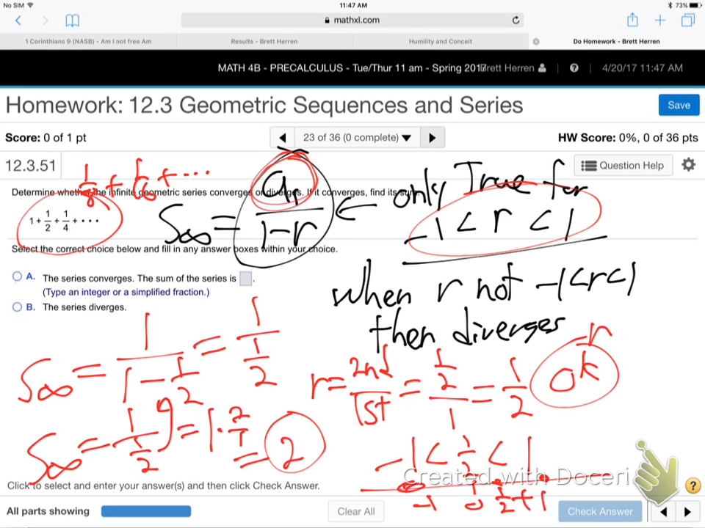Let me do one more. This is what calculus is a lot about, is thinking about these kind of concepts. Let me do one more thing, then we'll do the rest of the questions. Let me ask you this.